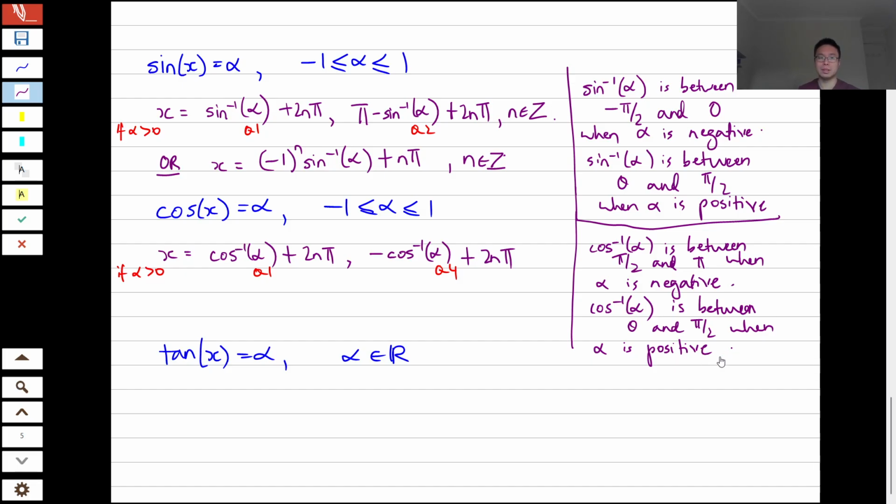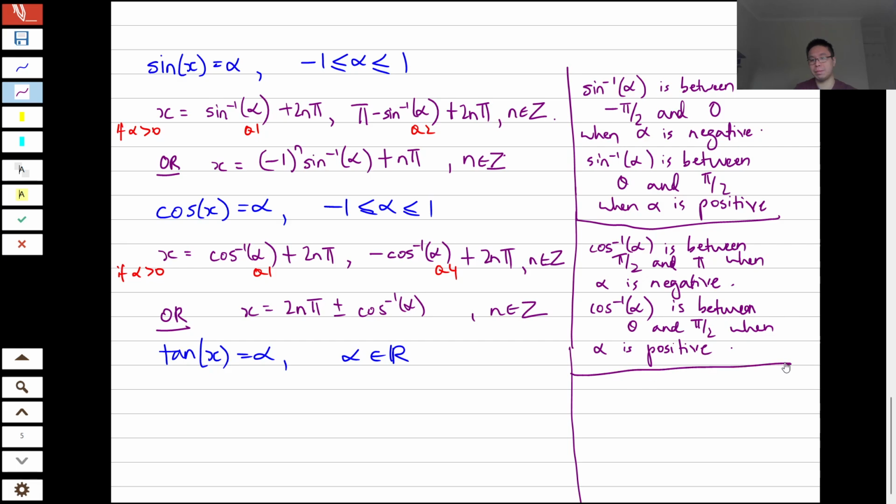Okay. Now, a simpler way to write this is x equals 2n pi plus or minus the inverse cosine of alpha. Notice that I'm being careful to write that n is an integer because that's an important part of the general solution.